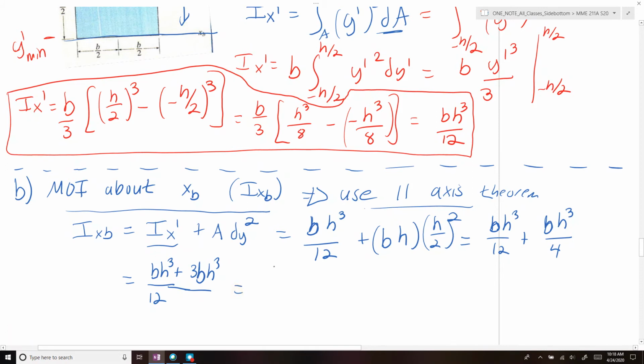So we'd end up getting the base times the height cubed over 3 would be equal to the moment of inertia about the base of our shape, or about axis xb.